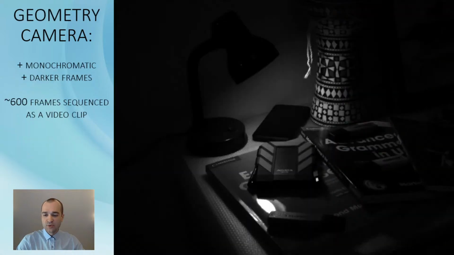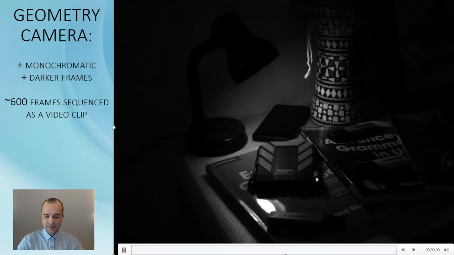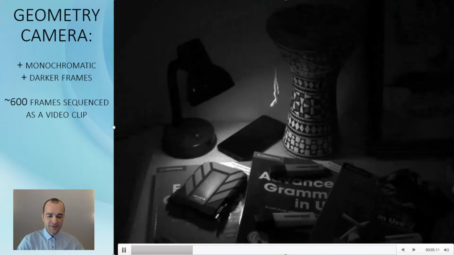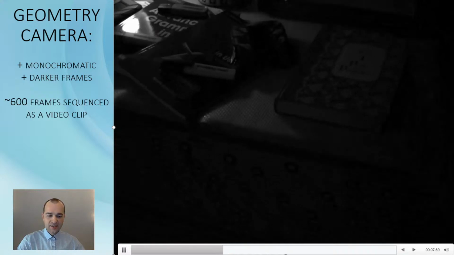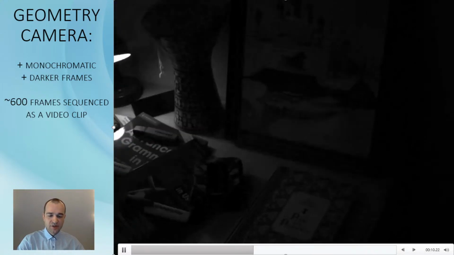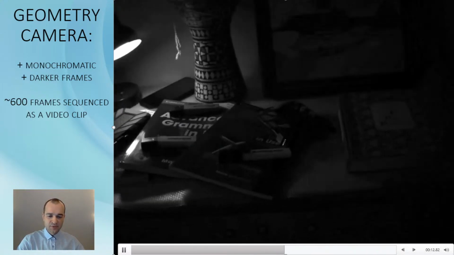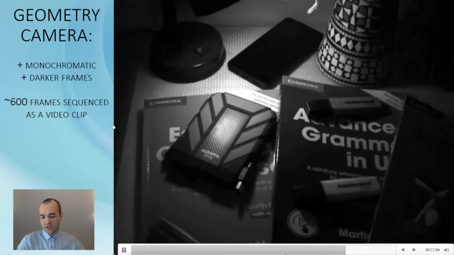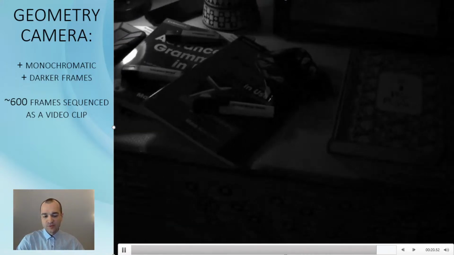But what is much more important here is how the geometry camera sees this. Even before I start the sequence, you can see that this is much darker. Those frames are much darker, and it's done on purpose. As you can see, there is no color, it's only brightness. I intentionally closed the grid here, so we cannot see the grid for now. You can see how dark those frames are. It's done for a very simple reason, so that the grid that we project on those objects will be much more visible on those frames.